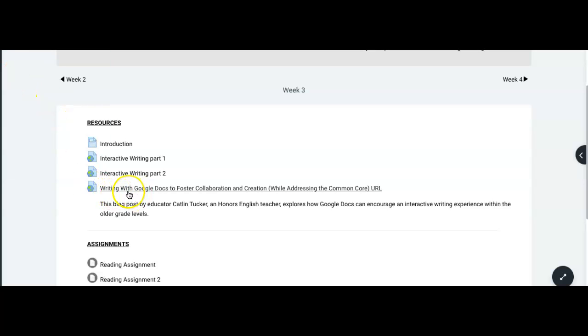This talks about using Google Docs to foster collaboration and creation of interactive writing with older students. And it says while addressing the Common Core. Well, we know we don't use Common Core. We use the Ohio Learning Standards. So just keep that in mind. What I want you to really look at is how to use the Google Docs to do the interactive writing with the older kids.